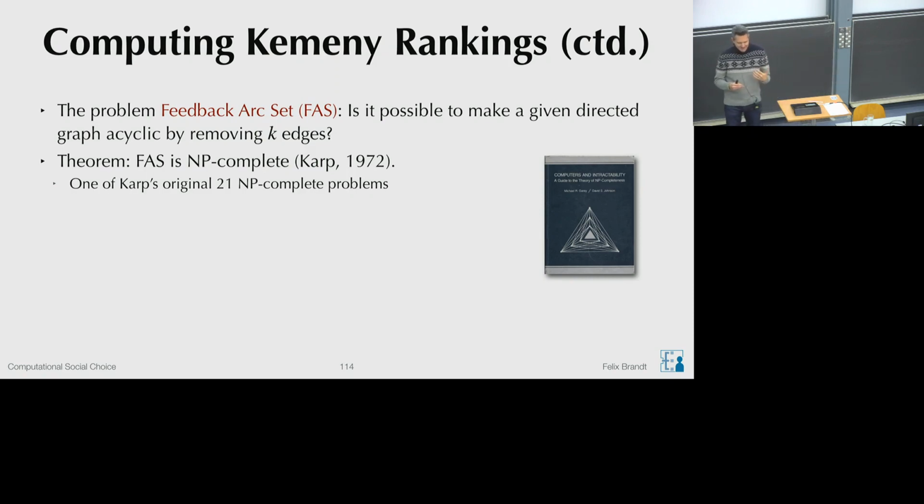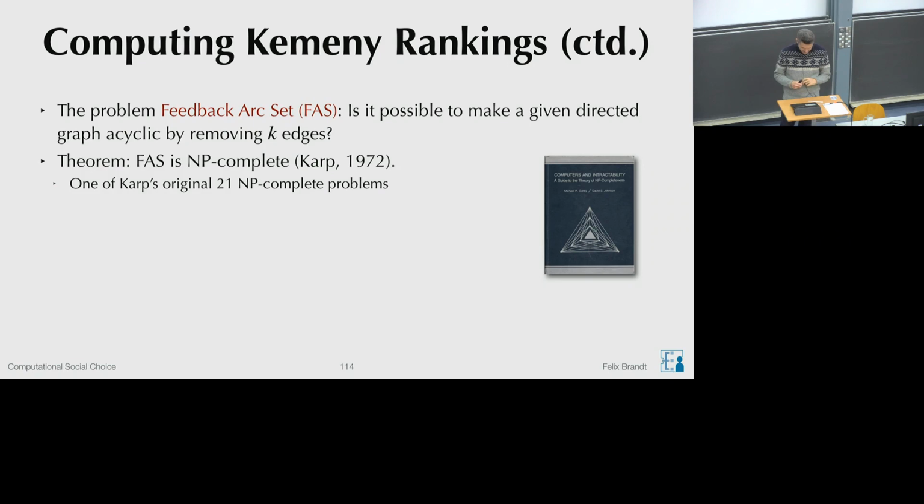And then people kept adding problems to this list of NP-complete problems. Satisfiability was one of the first ones, and then there's something like vertex cover or Hamiltonian path, these kinds of problems. And in the original list published by Karp in a paper of 21 NP-complete problems, by now there are not even thousands, probably millions of NP-complete problems known. But feedback arc set was one of the first problems that was known to be NP-complete.